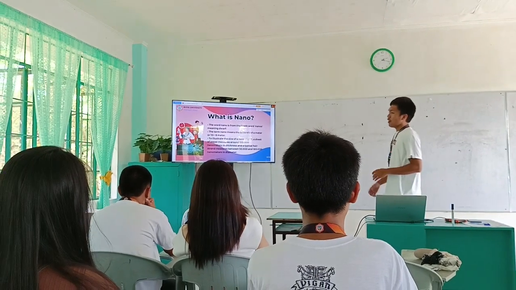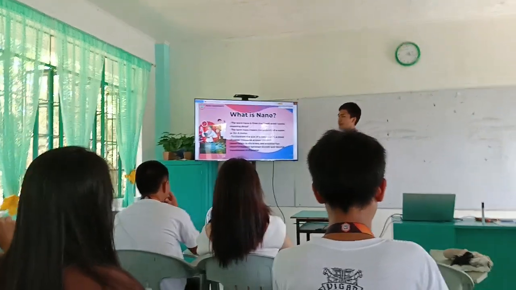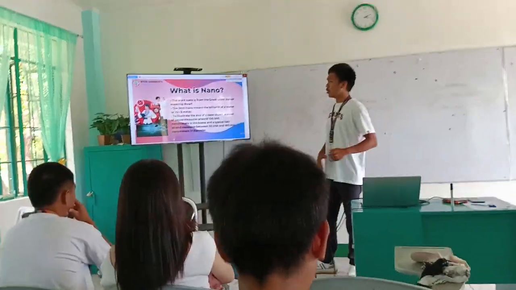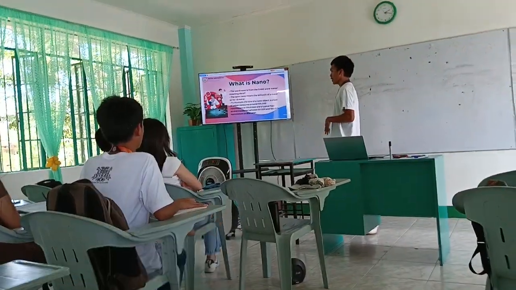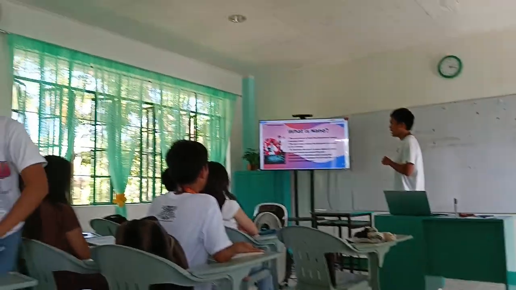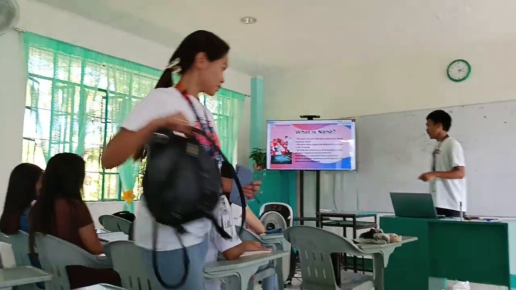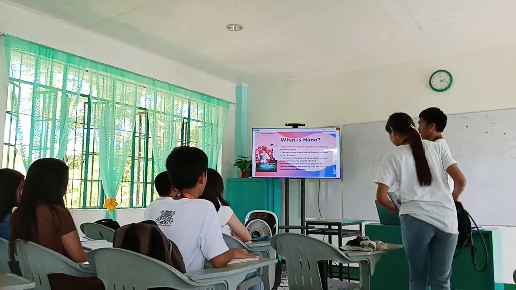So what is nano? The word nano comes from the Greek word nanos, meaning dwarf. And the term nano means the billionth of a meter, or 10 raised to negative 9 meter. To illustrate the size of a nano object, a sheet of paper measures around 100,000 nanometers in thickness, and a typical hair strand measures between 50,000 and 150,000 nanometers in diameter.